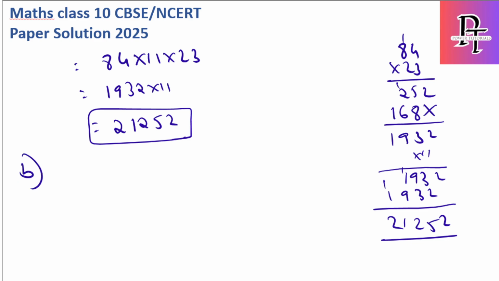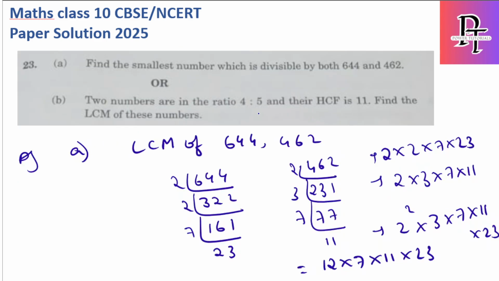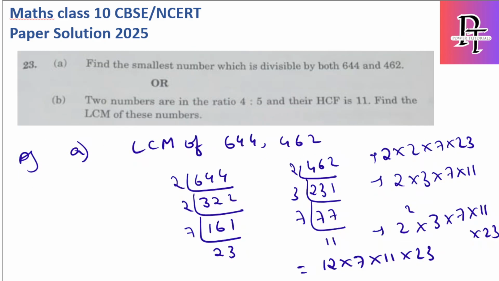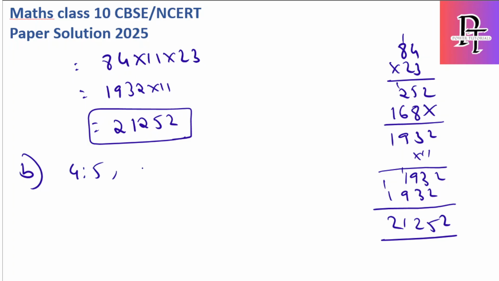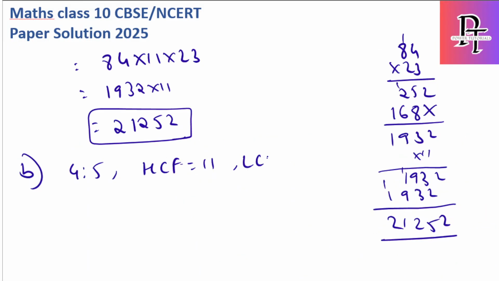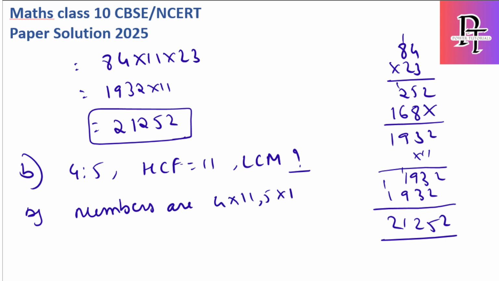So for this question, as I mentioned, I will choose B part because you can see it will take very less time. Two numbers are in the ratio 4:5 and the HCF is 11. What they are asking for is the LCM. So if HCF is known and the numbers are in ratio, I can simply say the numbers are 4 into 11, comma, 5 into 11. See the numbers we got, which is 44 and 55.